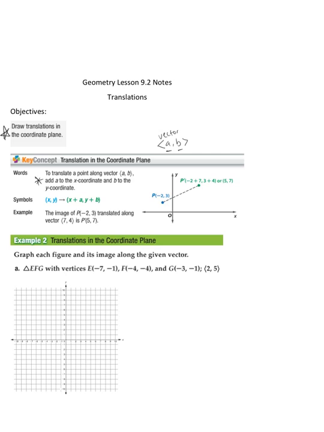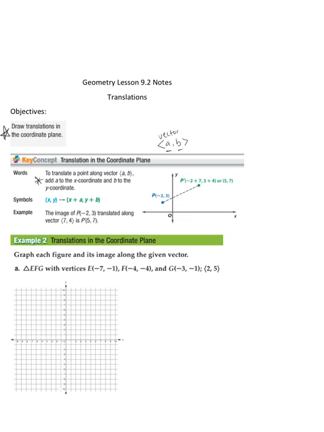Okay, because the way you can kind of picture a translation is take something, put it on your desk or your table, wherever you're working at, and just move it. Move it left, move it right, move it at an angle. So long as you're moving it a distance and a direction, you are translating that object.